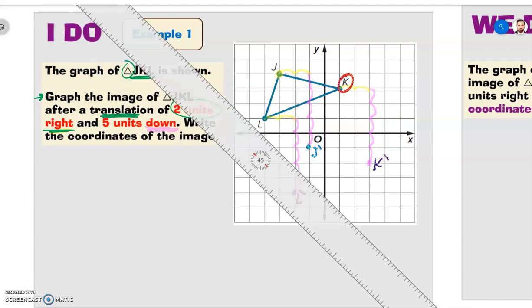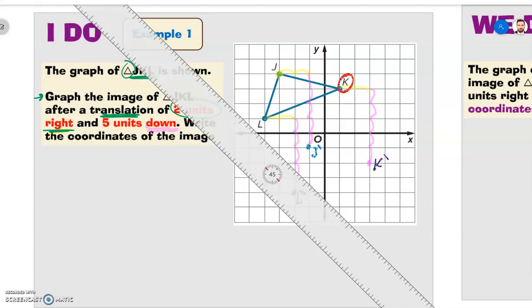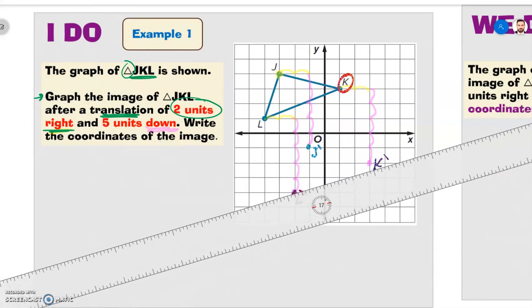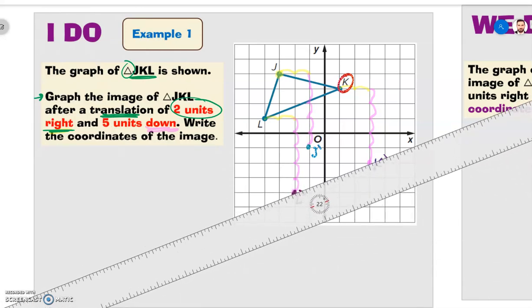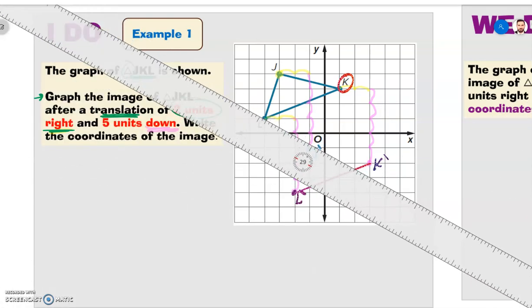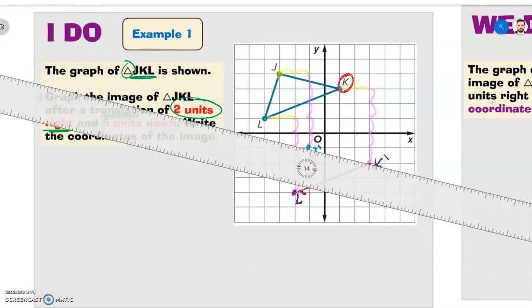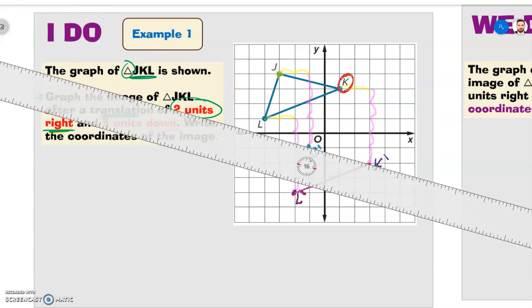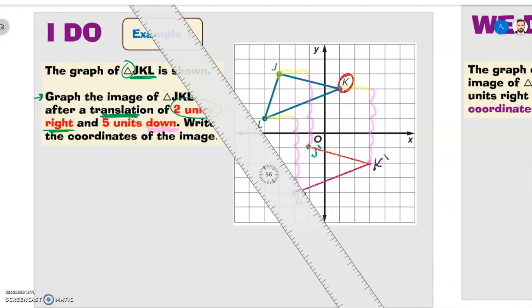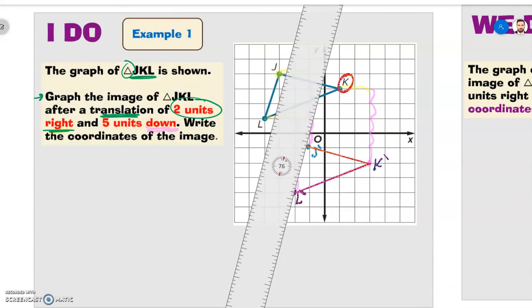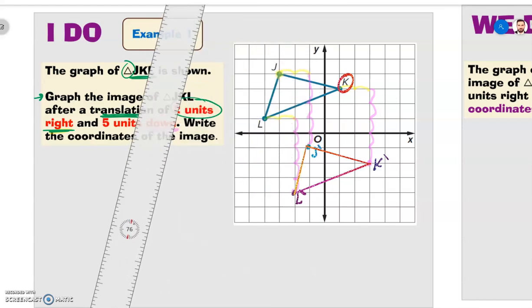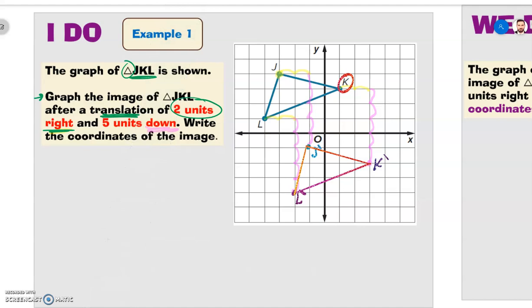And then I'm going to use my ruler to match between J dash, K dash, L dash. I will use a ruler here to draw the triangle, matching K dash to J dash, and closing the line by completing the triangle. This is the new triangle image.